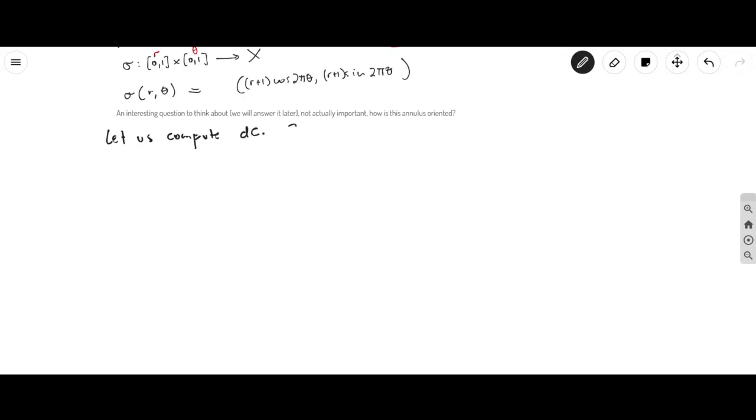Okay, so since our chain consists of just a single mapping, we can say that the boundary of the chain is the boundary of sigma. And the way we find the boundary of sigma, this is the way we're going to do it.